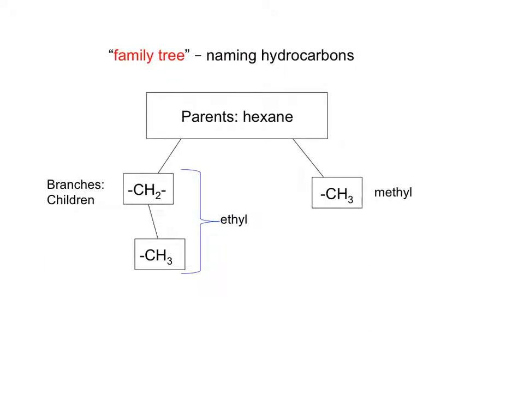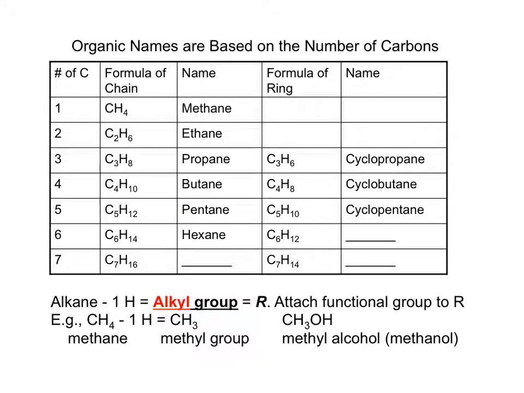How is the name of a hydrocarbon related to a family tree? Here are the names of the first 6 alkane chains and the first 3 alkane rings. So stop the video and write the name of the 7-carbon alkane chain, and then draw the structures of the first 3 alkane rings, as well as name the other 2 alkane rings. So here are the answers.